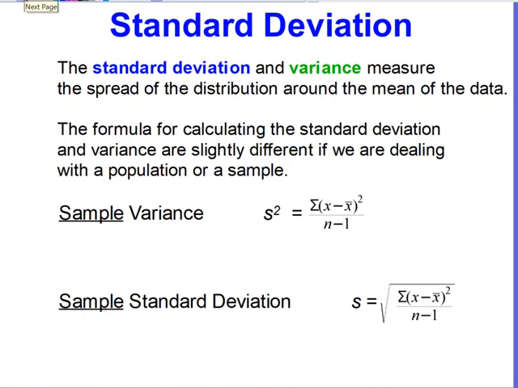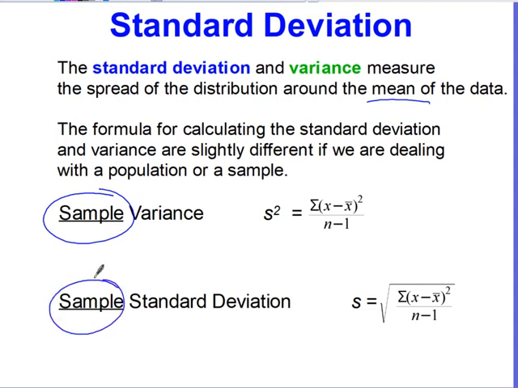Standard deviation is your better way of measuring variance. In fact, variance and standard deviation are very closely related. They both measure the spread of the distribution around the mean, the center. And the formulas to calculate the standard deviation and variance are slightly different when we're dealing with population and sample. I'll start talking about sample right away because most of the stuff we'll deal with is sample.